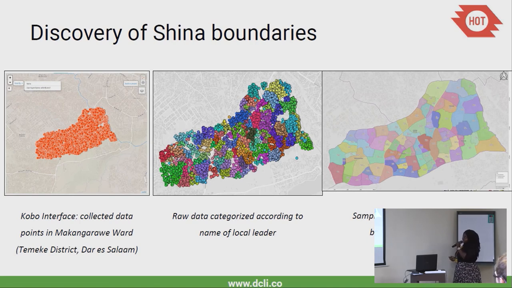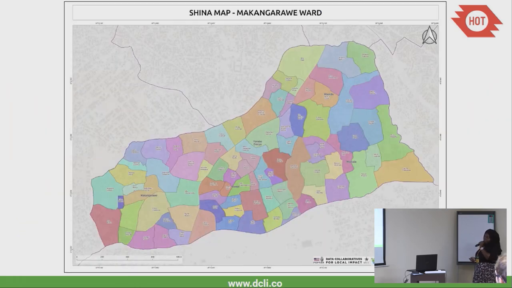So we used QGIS to clean up the data and trace out these boundaries depending on the shape, and then we got this map that shows the administrative boundaries. As you know, in our country the last administrative level was the ward. So we have something else called the shina boundary, where there are 30 to 50 houses, and they have a local leader whom they elect themselves. This is like the final output.